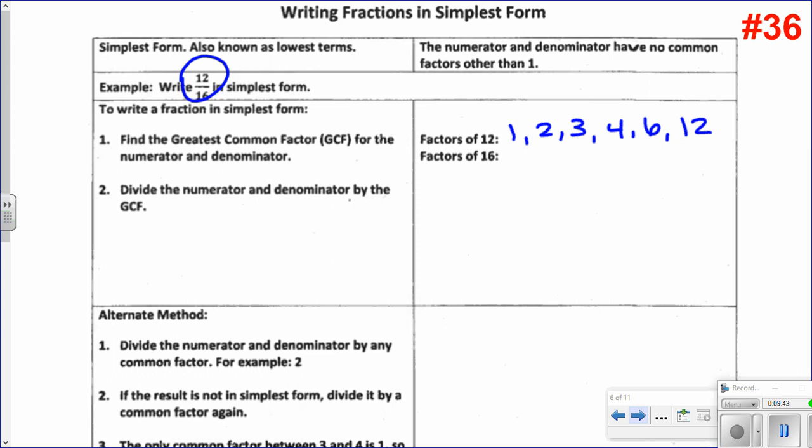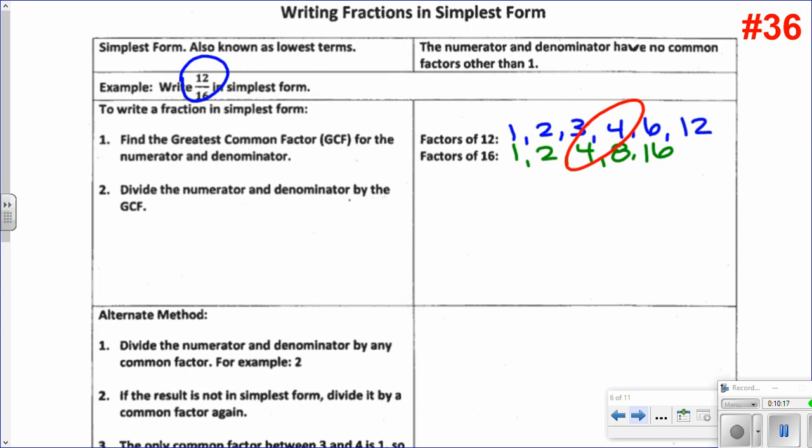And then the factors of 16 are 1, 2, 4, 8, and 16. Okay, so what is the greatest common factor? A common factor means that 12 and 16 are both going to have this factor. So what's the biggest number? If you look up here, you'll see that the biggest number would be 4. Okay. So the greatest common factor is 4.